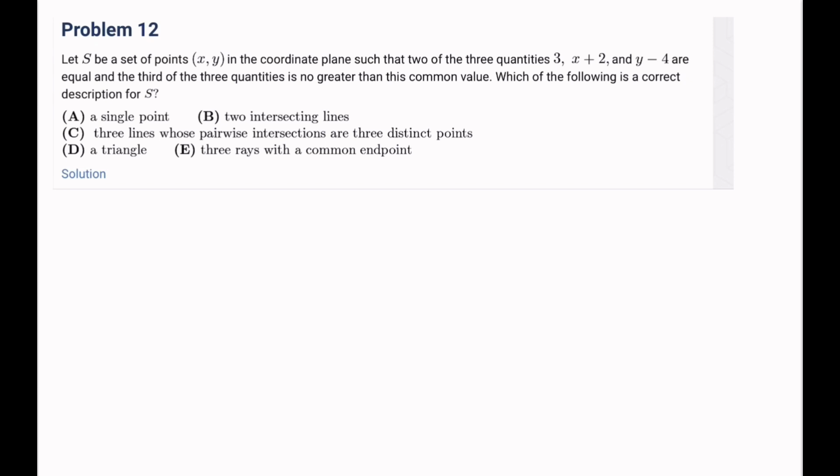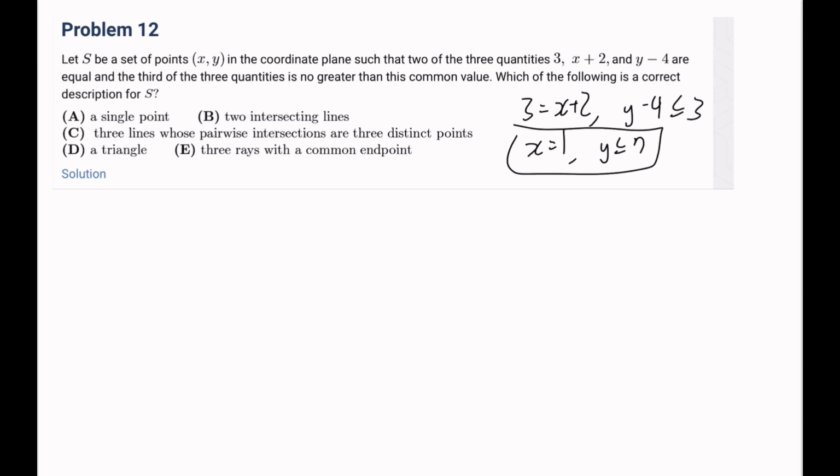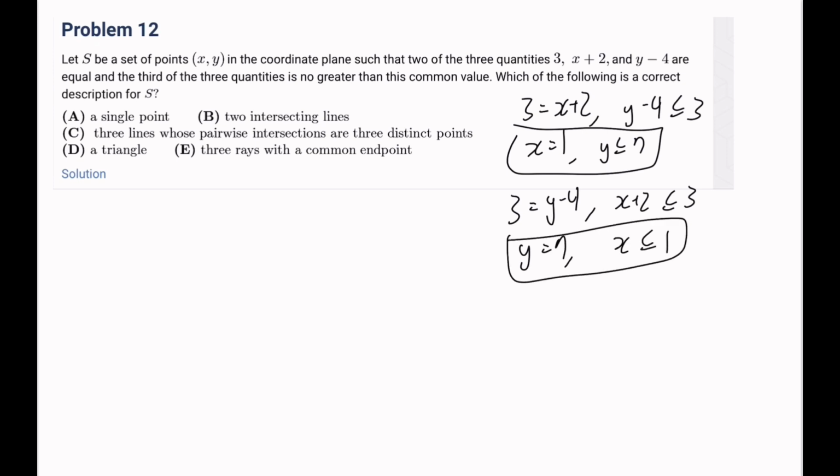Okay, so first let's say 3 equals x plus 2 and y minus 4 is less than or equal to 3, right? And so this would be x equals 1 and y is less than or equal to 7. And second, what if 3 is equal to y minus 4? Then x plus 2 would be less than or equal to 3, right? And so y equals 7, x is less than or equal to 1. That would be our second.